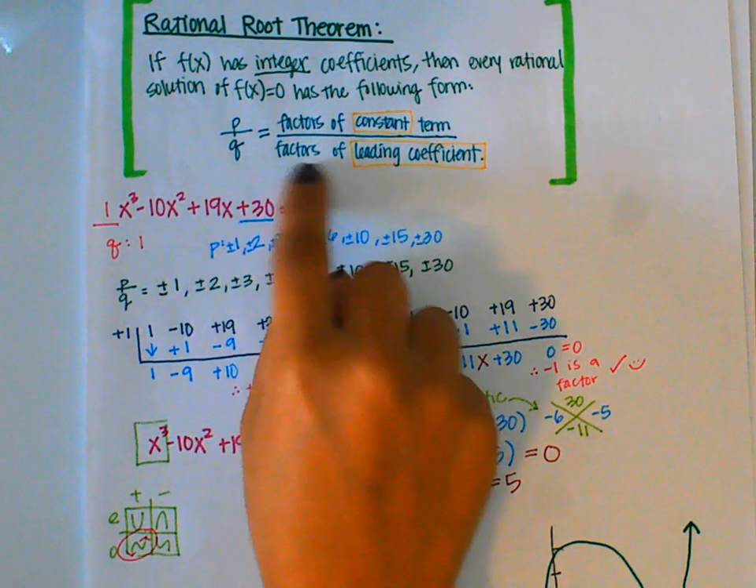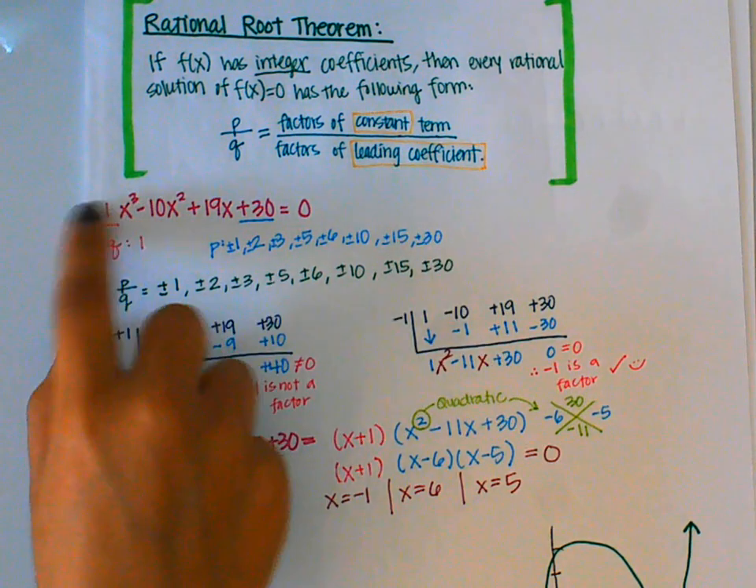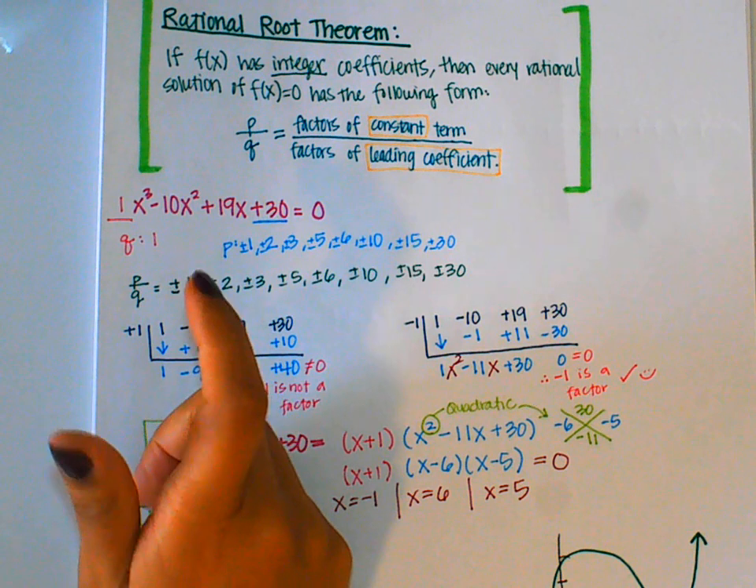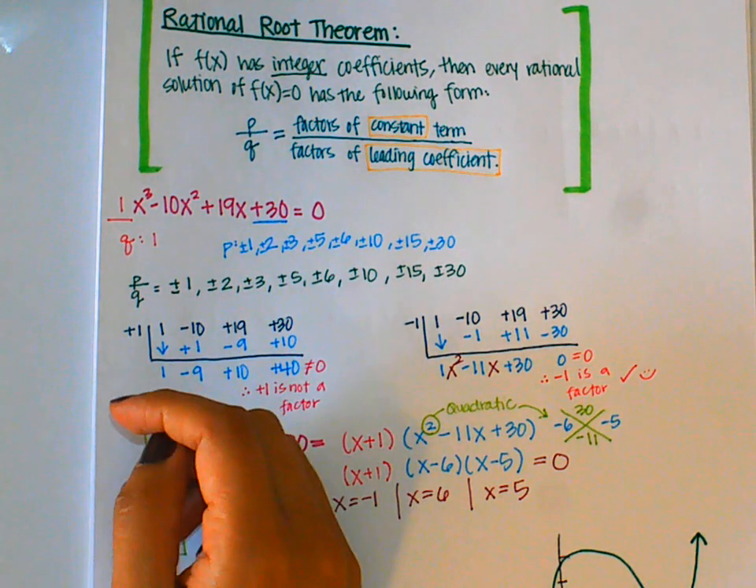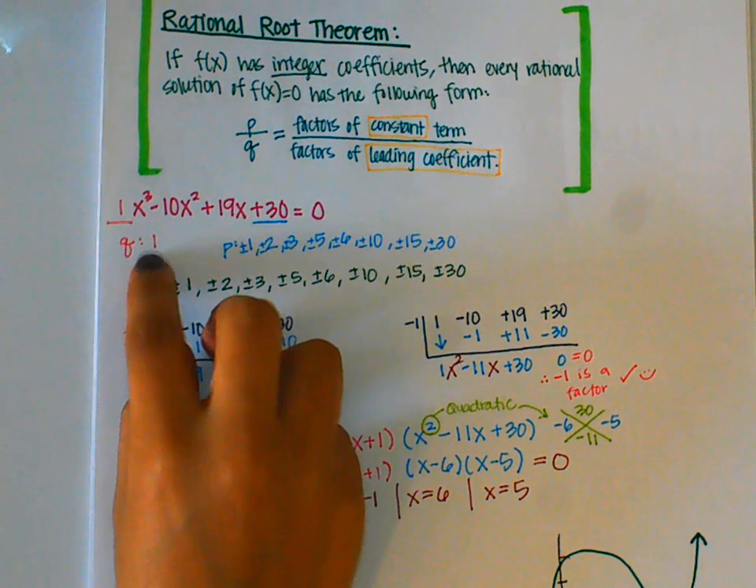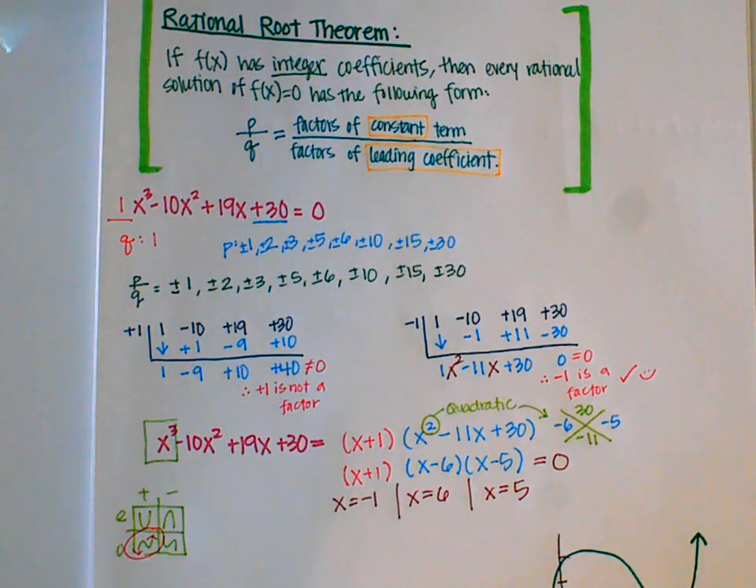Our q is the factors of our leading coefficient. Since in this case it was 1, we just had 1. If you had, for example, 4, then you would have 1 times 4 and then 2 times 2. So then you would actually have 1, 2, and 4, if you had a 4 here. In this case, we didn't.